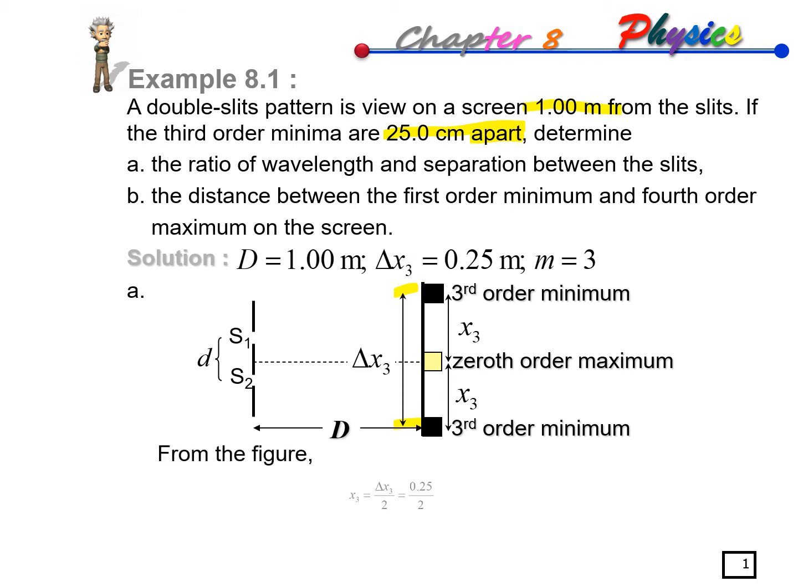So from the figure we can determine the separation for one order. Basically for calculation we will calculate either the top side or the bottom side only. So by dividing by 2 we will obtain this value, the separation for the third order from the zero order.